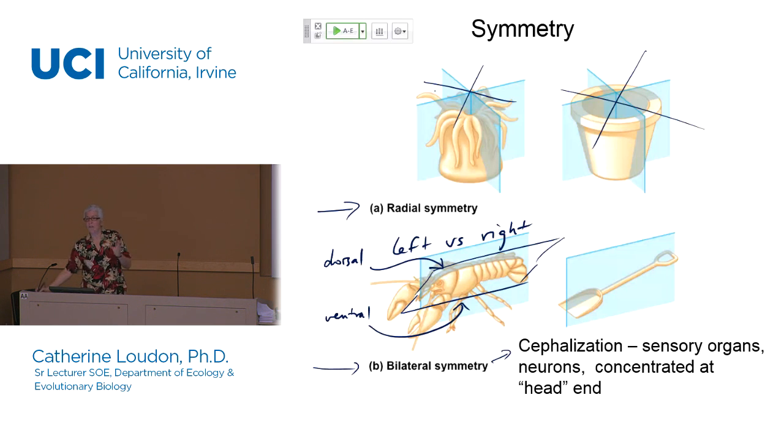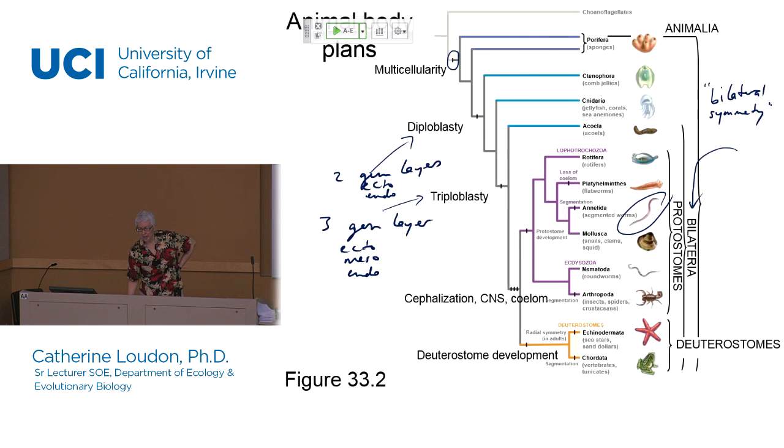More significantly, most of the bilaterally symmetrical organisms are associated with a process called cephalization, which is a concentration of sensory organs and also neurons at the head end. And of course, if you have a concentration of neurons at the head end, we refer to this as a brain, right? So if one looks back at the bilateral organisms, to a certain extent, all of these organisms also have some degree of cephalization. You can see this is identified as a synapomorphy here.